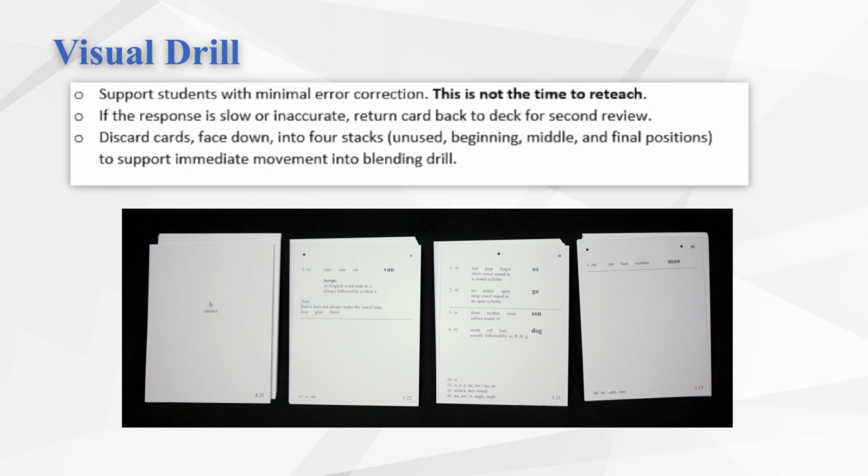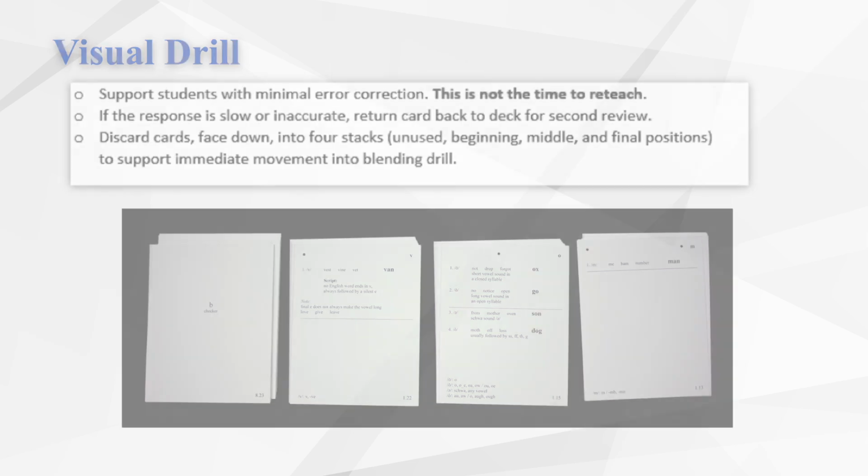As we're working through our visual drill, it is important that we minimize the time in our transition from visual to blending. To aid in this effort, discard your cards in your visual drill to set them up in the appropriate position for blending. On the screen, you'll see cards upside down and in 4 piles. Those 4 piles are our not used, our initial, our medial, and our final cards in a blending drill, or as we talked about in deck development, piles 0, 1, 2, and 3. We'll talk more explicitly about this in the blending drill component of training.